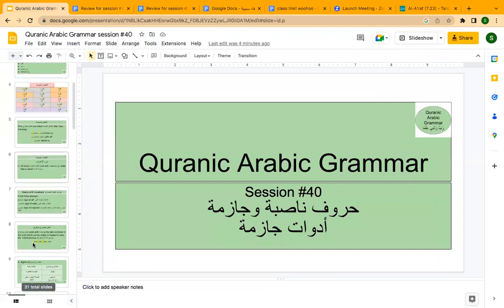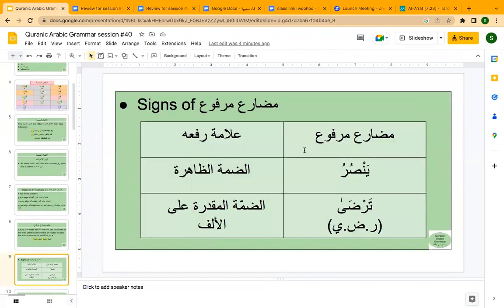Okay, I don't think you guys remember. So let me just take you to this slide from the last session. Remember, in case of Yansuru, we do see that our Fail Mudare is ending with Dhamma. It is Marfu in status, right? It's a default status for our Fail Mudare. But sometimes you will see that Dhamma is not going to be visible. And this happens when your last letter is Alif, Ya, or Waw. In that case, Dhamma is Al-Muqaddara, which means it is implied. Okay? Is it clear?